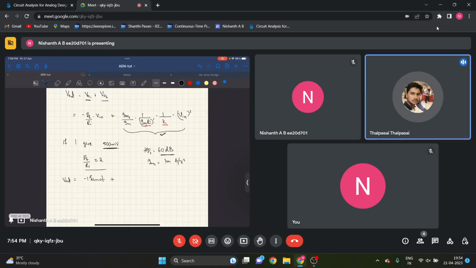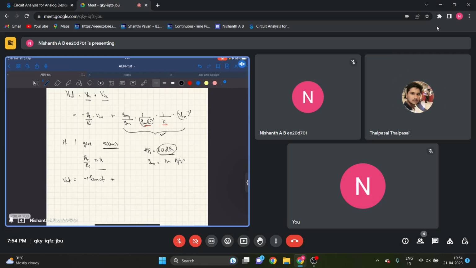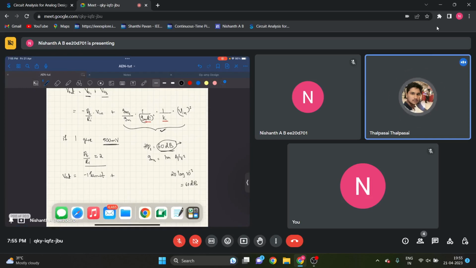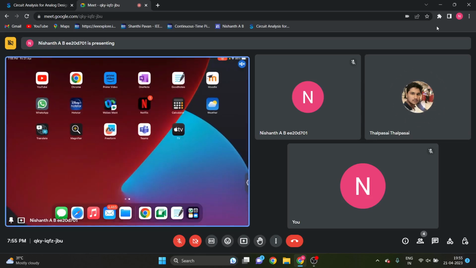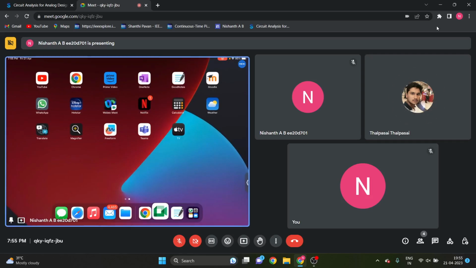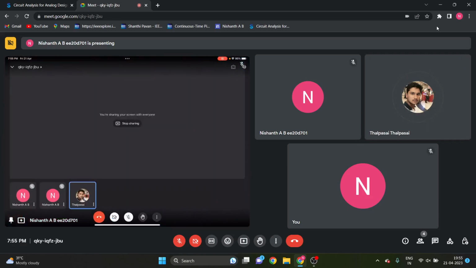No idea, sir. What is 60 dB in? I mean, this should be very intuitive. 60 dB is 1 milli, right? Basically, 20 into log of 10 power minus 3 is 60 dB, right? Yeah, sir. But according to the calculation, we have to make it now. We will write it, but that is 1 milli. You agree, right?